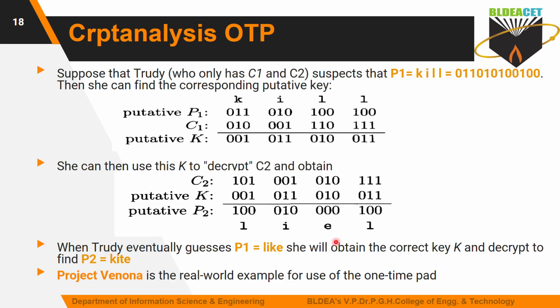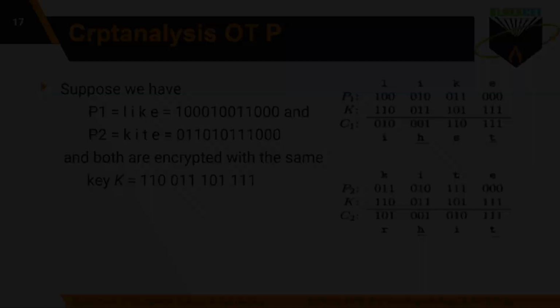So she will use a trial and error method like this. She will try different plain texts as the putative plain text, and she will find the plain text. Once she gets P1, then with the help of that key she can get the kite here. For that, I'll take a simple example.